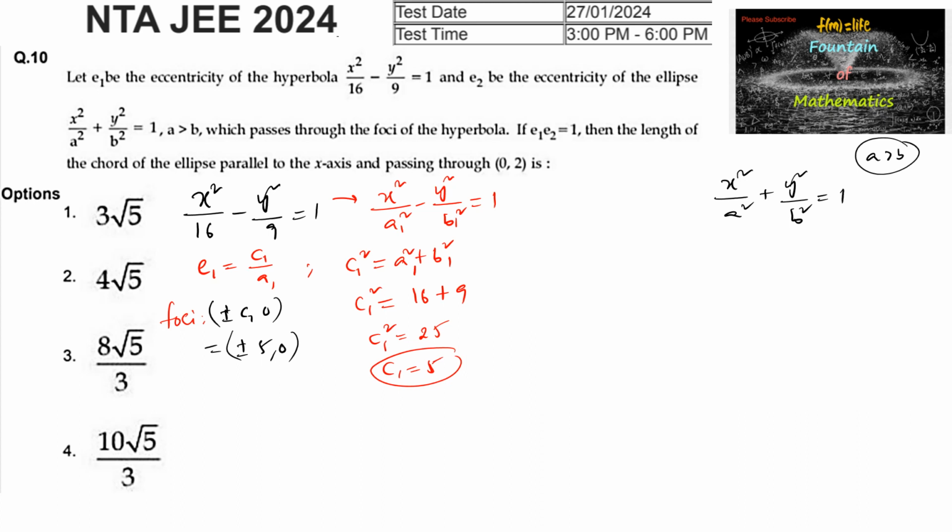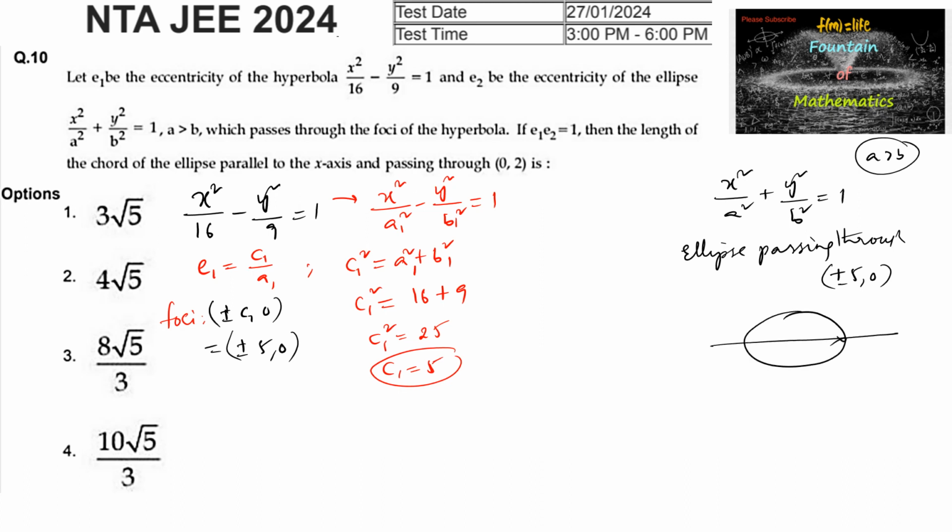And it is given that the ellipse is passing through the foci of the hyperbola. So the ellipse is passing through the points plus or minus 5 comma 0. So we can consider that this ellipse is having a greater than b.